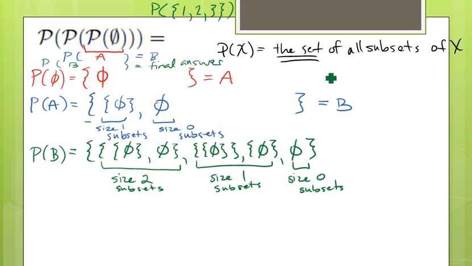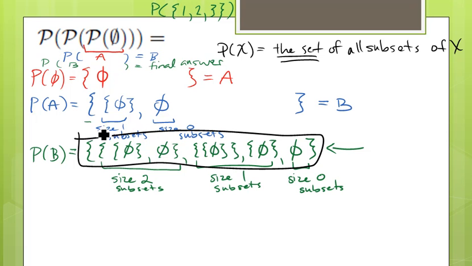So now we wrote up here that the power set of B is our final answer. So we're done. This is our answer here. So this is the power set of the power set of the power set of empty set.